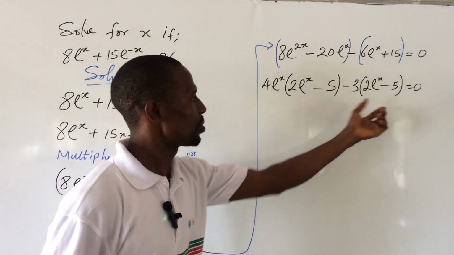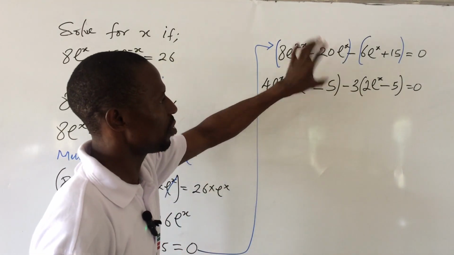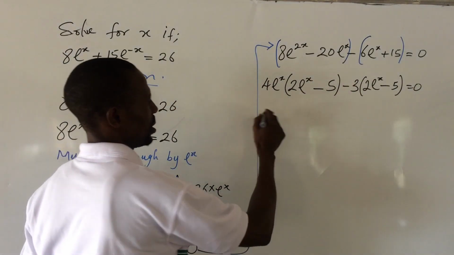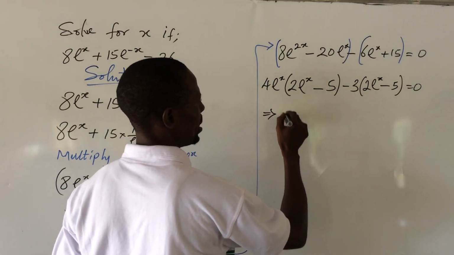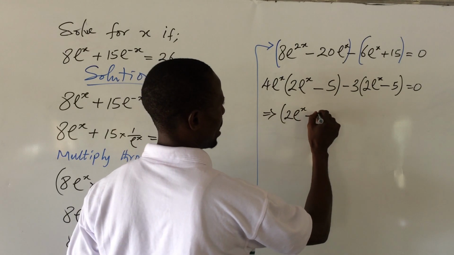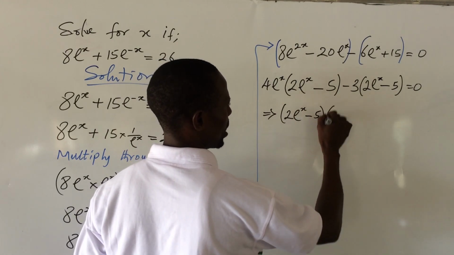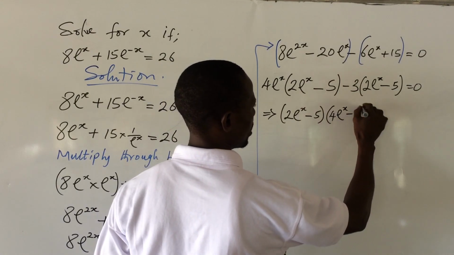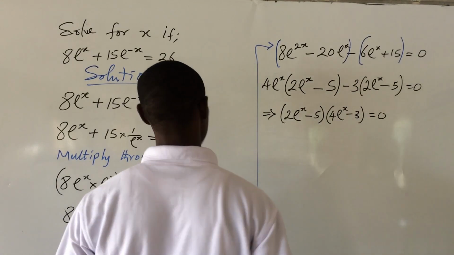They are the same. So now that they are the same, pick only one and take this and this together. If we do this, this now implies (2eˣ - 5)(4eˣ - 3) = 0.